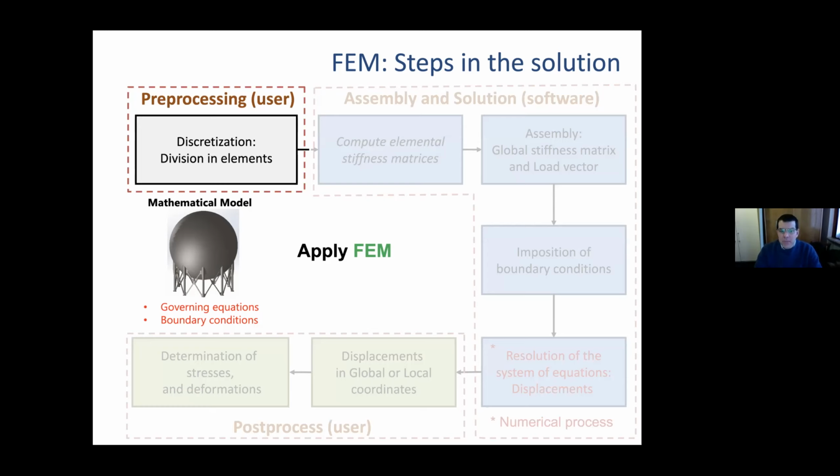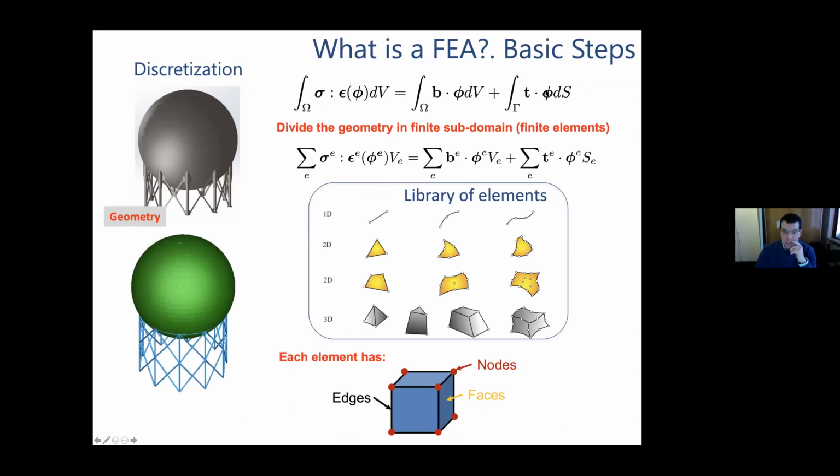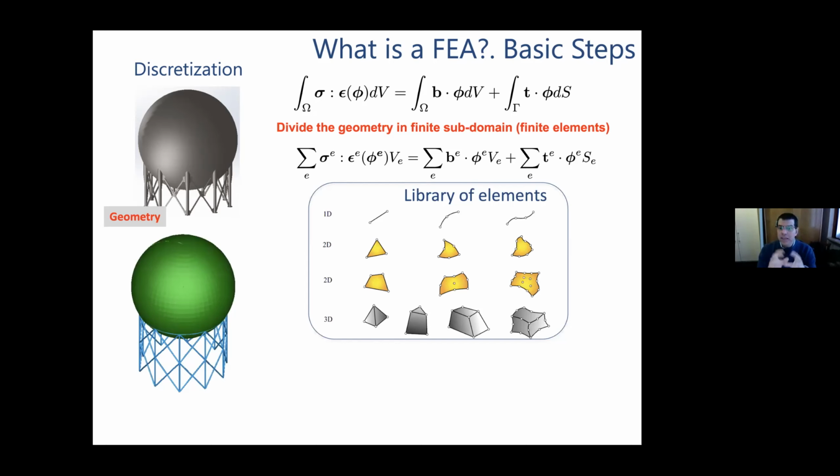So let's talk a little bit about the preprocessing step. The preprocessing step, as I mentioned, is the discretization step. In this discretization step, what we do is transform our continuum model. So we transform these continuum integrals here into a discrete system. We divide our geometry into finite subdomains or finite elements. So these integrals are actually transformed into sums, into summations.